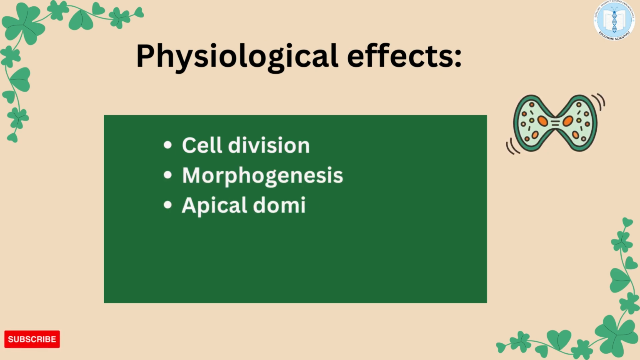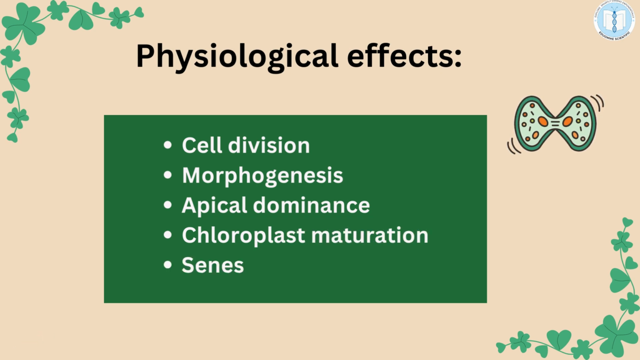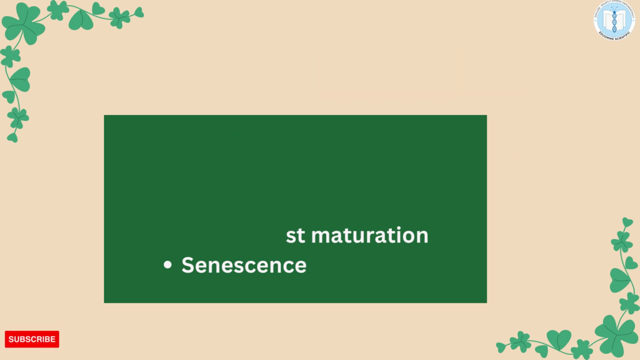The physiological effects of cytokinin include the formation, maintenance, and growth of the shoot apical meristem. Cytokinin and auxin stimulate morphogenesis in the callus. Direct application of cytokinins to axillary buds inhibits apical dominance and stimulates the growth of lateral buds in many species. Not just that, chloroplast maturation and senescence are also assisted by cytokinins.